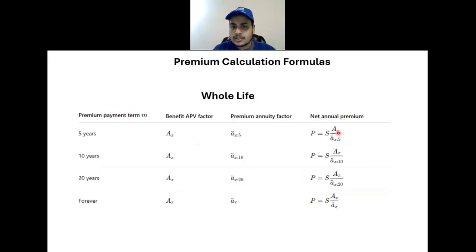Moving on toward the premium calculation formula. The premium calculation formula equals the sum assured, which is given by the user as input, times the assurance value divided by the corresponding annuity value. It depends upon the premium payment term and the product type.